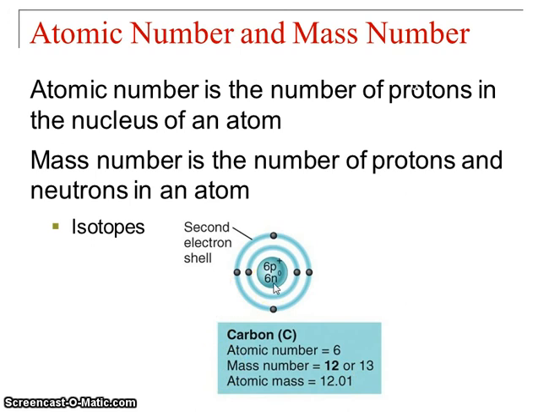Sometimes isotopes can be radioactive. So if an atom's radioactive, what that means is when it loses a neutron, it releases energy. And we can use that, it's a predictable rate over time. We can use it to age things. So they'll do carbon dating.